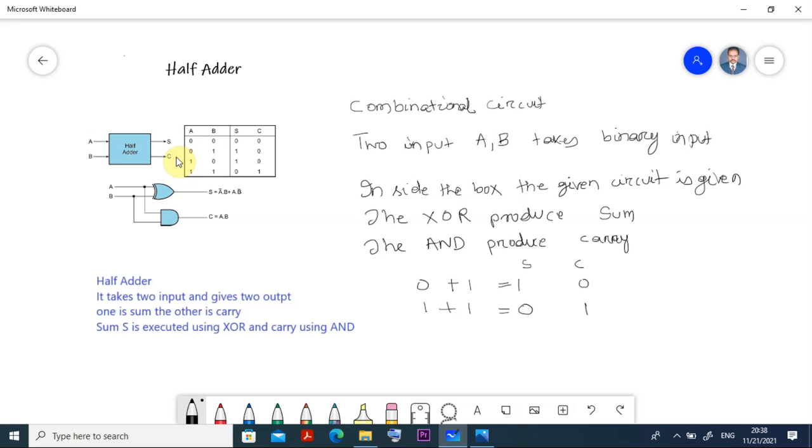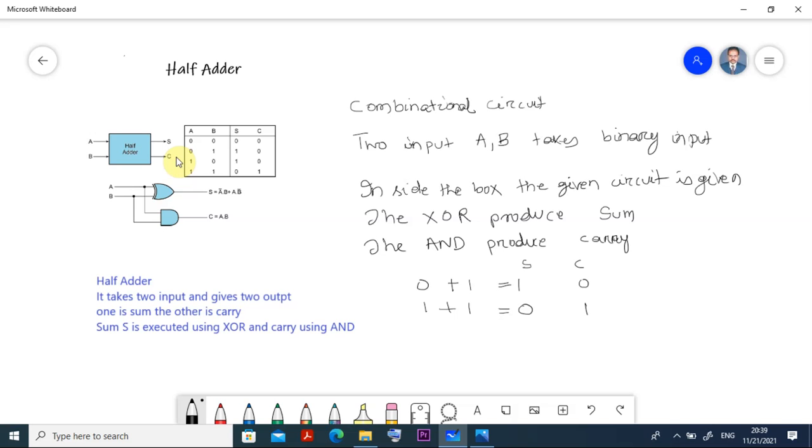Inside this box, this circuit will be there like this. Two inputs A and B are given, and two outputs are also coming. One is the sum and another is the carry. For example, suppose I add 0 plus 0. When 0 is added to 0, the sum is equal to 0 and the carry is equal to 0. 0 plus 1, this is the truth table, then here sum is equal to 1 and there is no carry, and 1 plus 0, sum is equal to 1 and there is no carry.